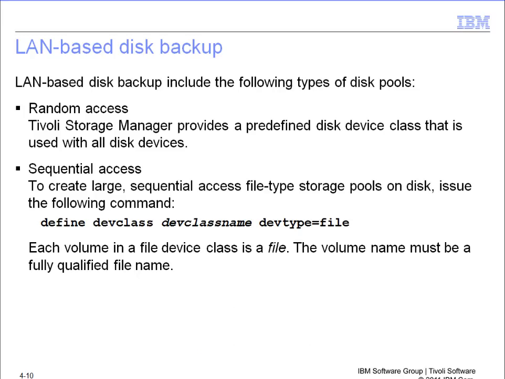For LAN-based backups, this is as opposed to a storage area network backup. With LAN-based backups, your random access is the predefined disk device class used with all disk devices. So random access storage pool must be disk. Sequential access storage pool can be tape, file, optical, any other type of supported device.